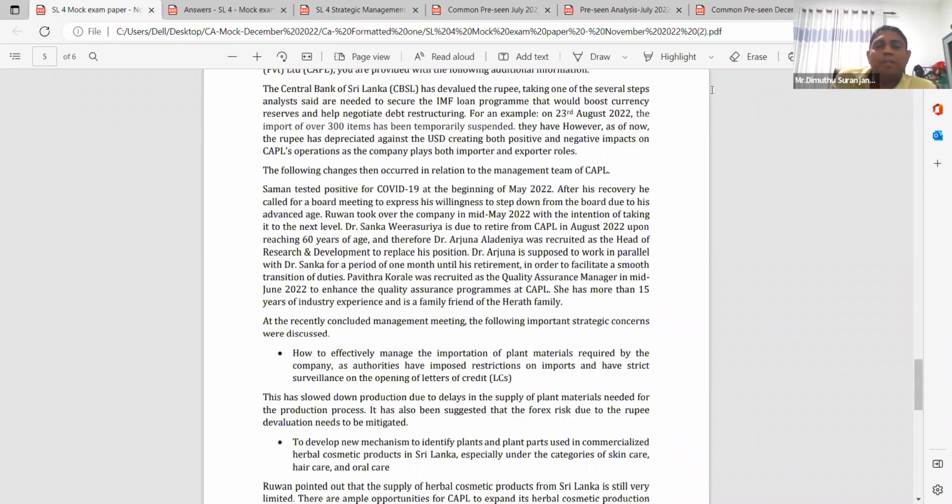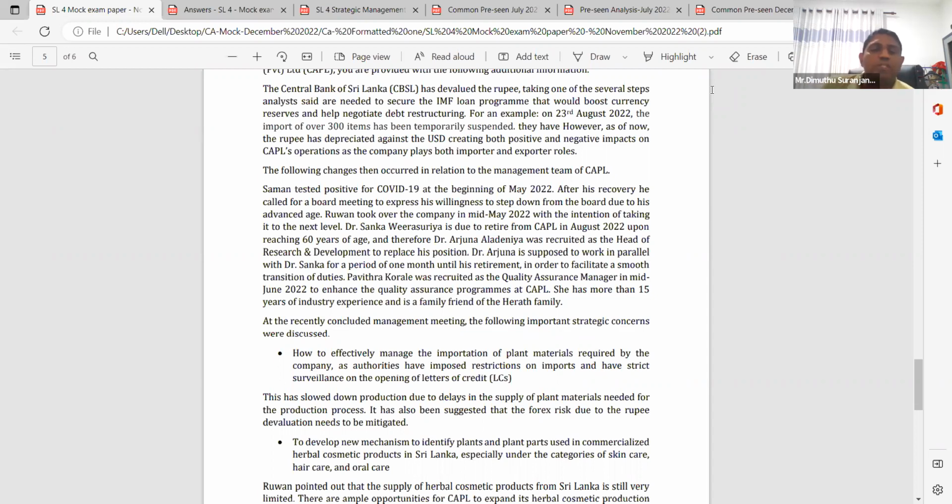One took over the company in mid-May 2022 with the intention of taking it to the next level. He wants to develop the company, no? Dr. Sankar Veerasuri is due to retire from CAPL in August 2022 upon reaching 60 years of age. Therefore, Dr. Arjuna Aladenia was recruited as the head of research and development to replace him. Dr. Arjuna is supposed to work in parallel with Dr. Sankar for a period of 1 month until his retirement in order to facilitate a smooth transition of duties.